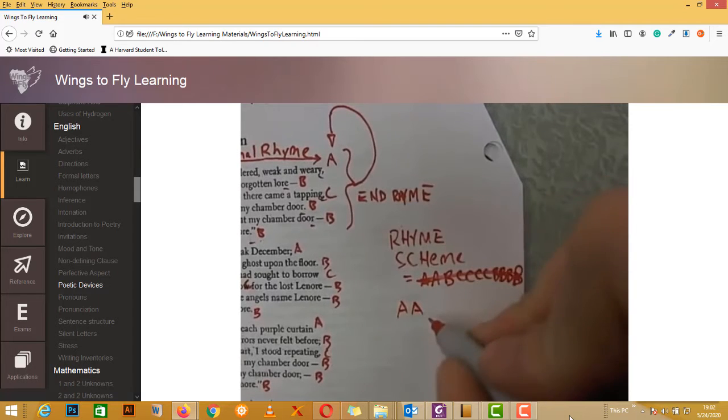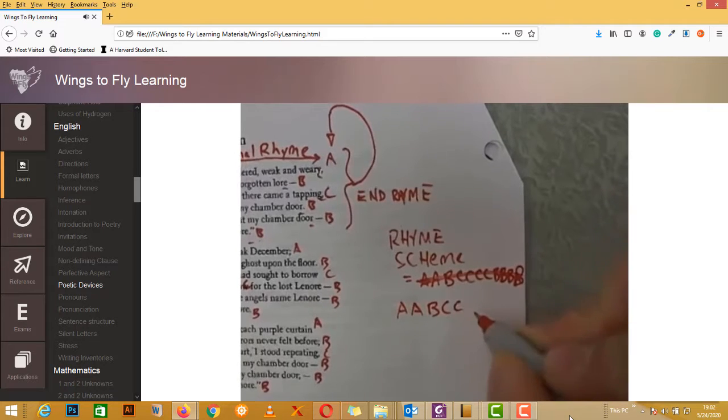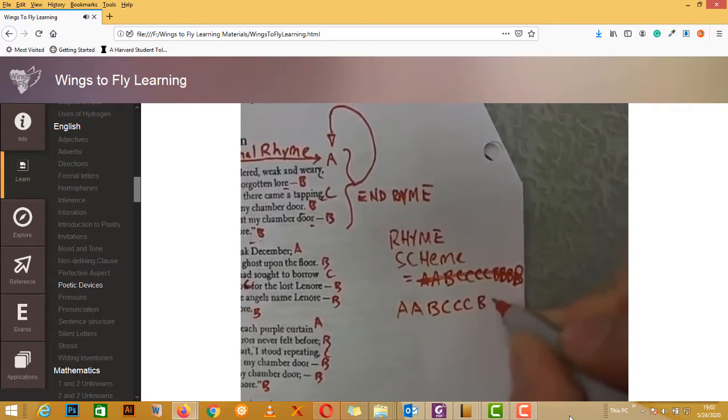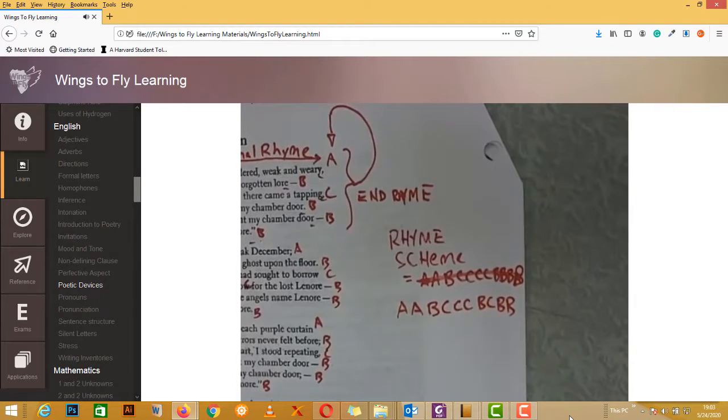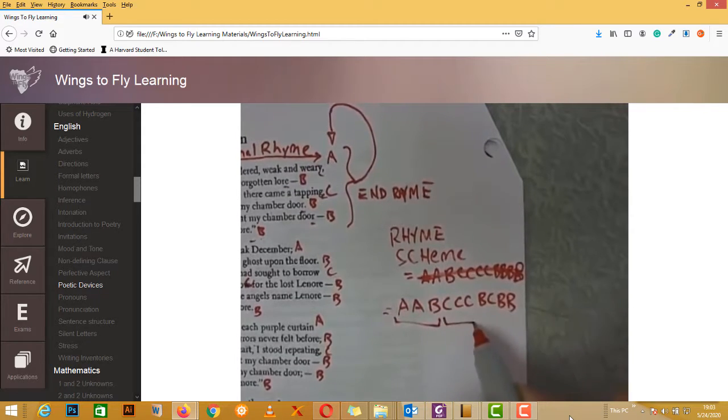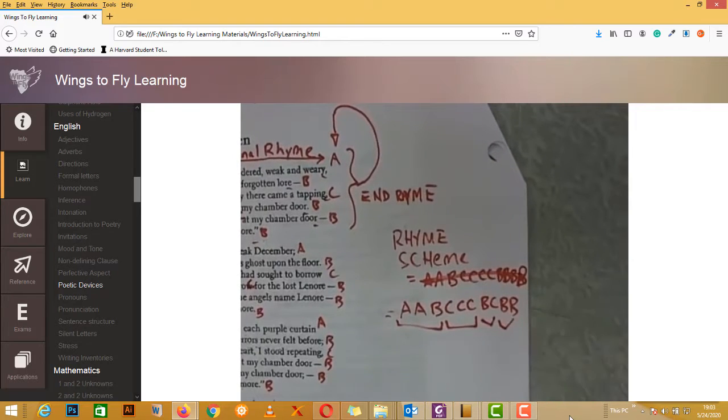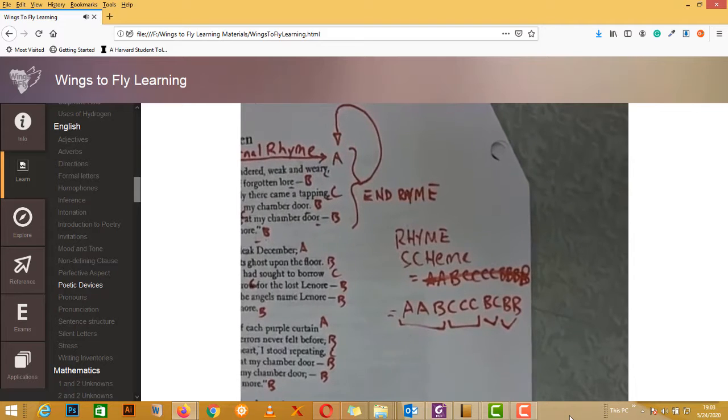A, B, C, C, C, B, C, B, B. There you go. A, B, C, C, C, B, C, B, B. That sounds better, doesn't it? Now, even just noticing it now, it actually sounds a bit more rhythmic. You kind of see how there's a set of three, a set of three, a set of two, and a set of two. I don't know. It sounds better to me.